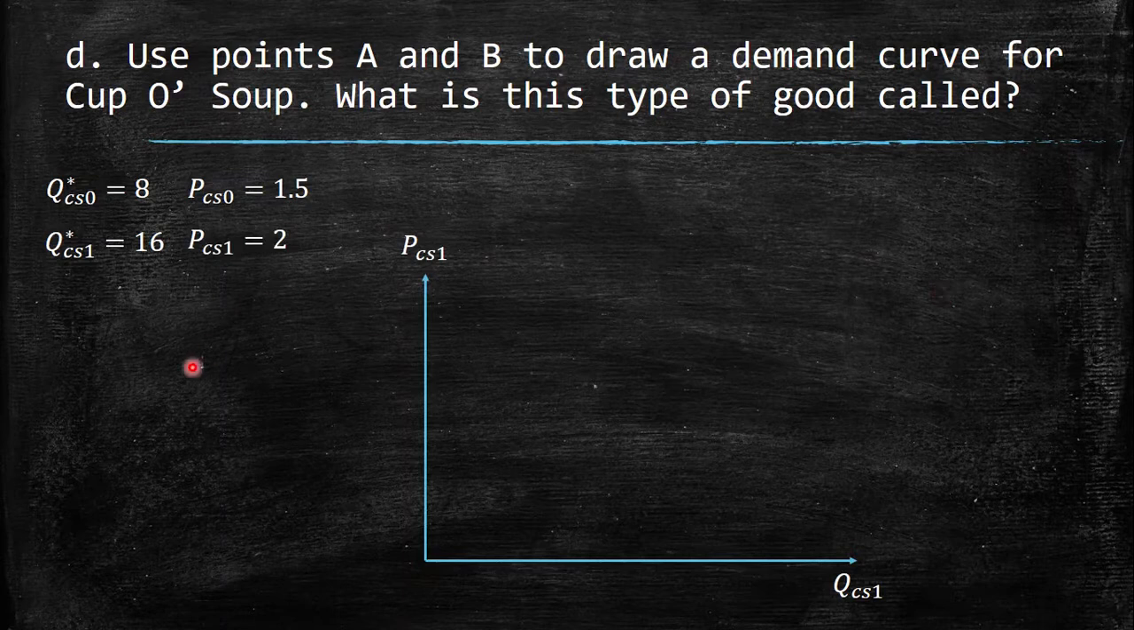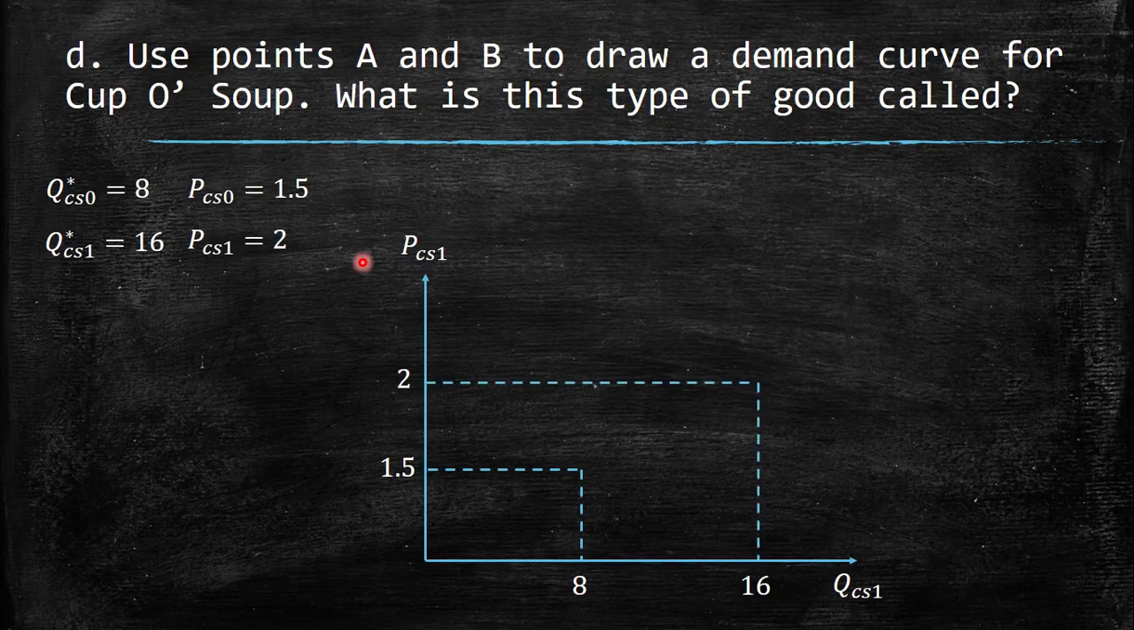Remember, in order to draw a demand curve, you need a y-axis, which is the price, and the x-axis, which is the quantities. And then for the first situation, for the price of 1.5, you have 8 quantities consumed, 8 soups. Then for the second price, which is 2, you will have 16 of consumption. So you just join these 2 points, and this is your demand curve, which is positive slope.